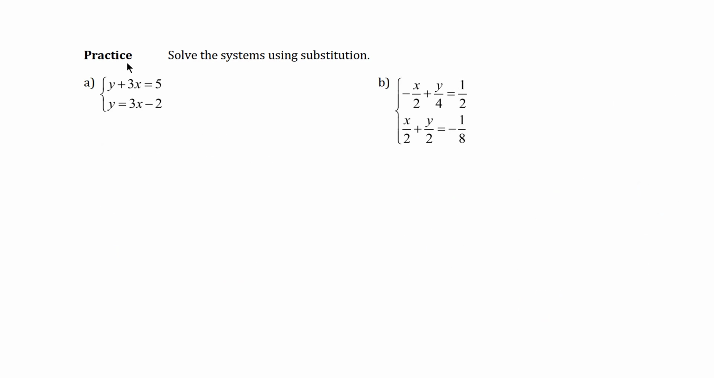Next, we have a practice problem for you to try. Solve the systems using substitution. For part A, we have the system y plus 3x equals 5 and y equals 3x minus 2. For part B, we have the system negative x over 2 plus y over 4 equals 1/2 and x over 2 plus y over 2 equals negative 1 over 8. Alright, so go ahead and pause the video, take your time working out these problems, and then check back with the video to see the solutions.